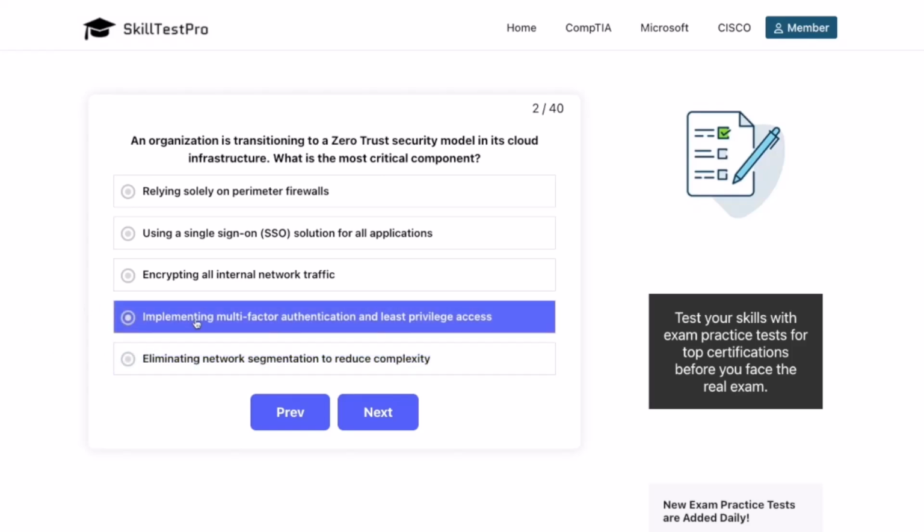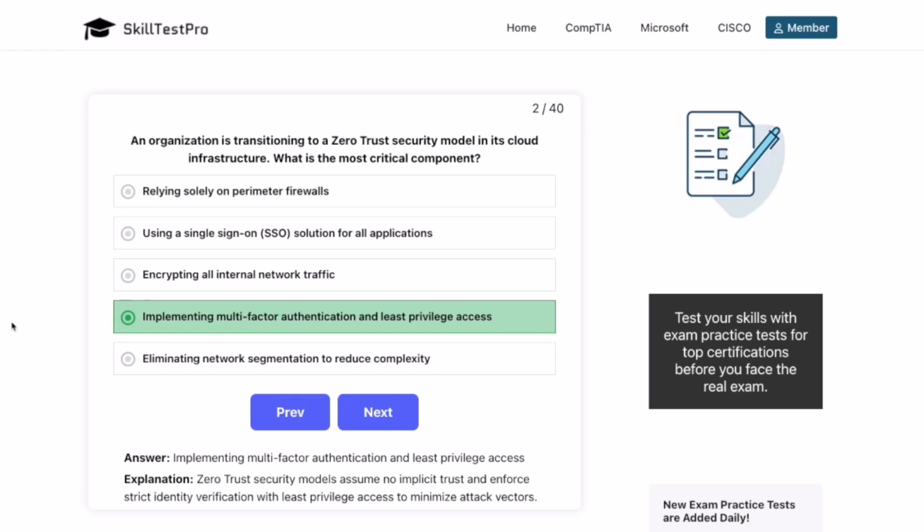The correct answer is implementing multi-factor authentication and least privilege access. Zero-trust security models assume no implicit trust and enforce strict identity verification with least privilege access to minimize attack vectors.